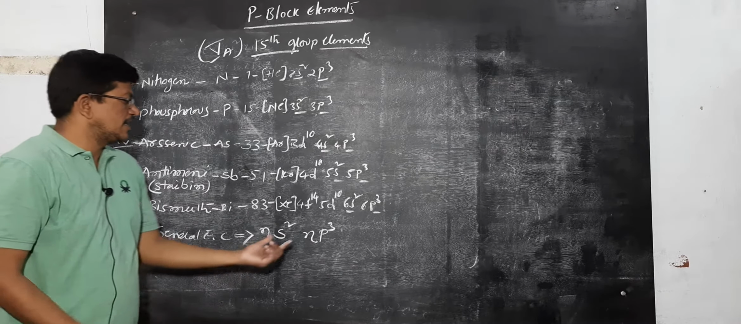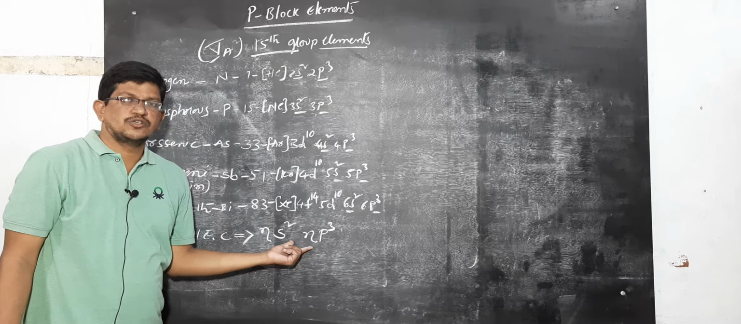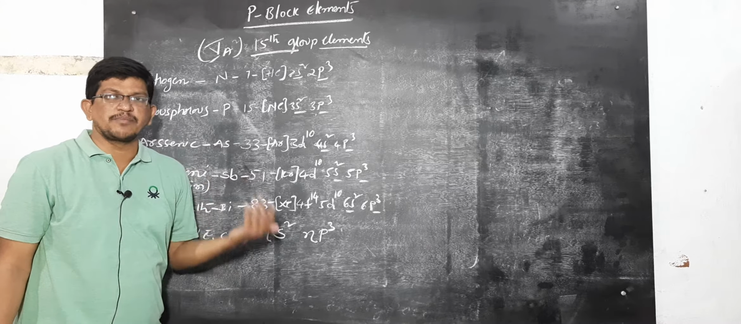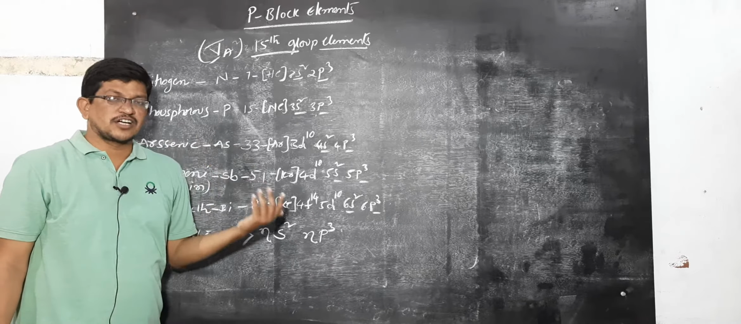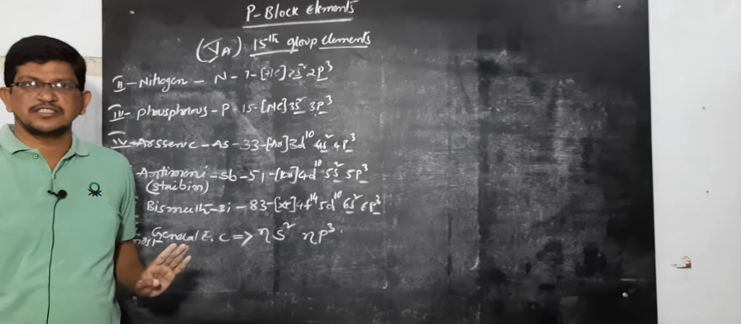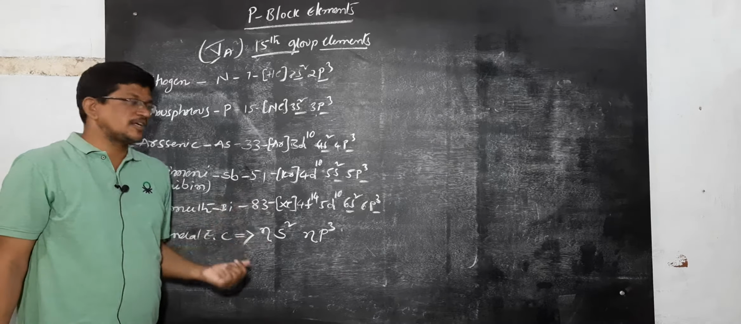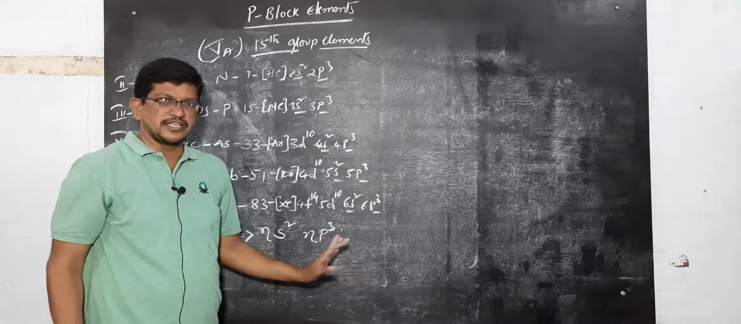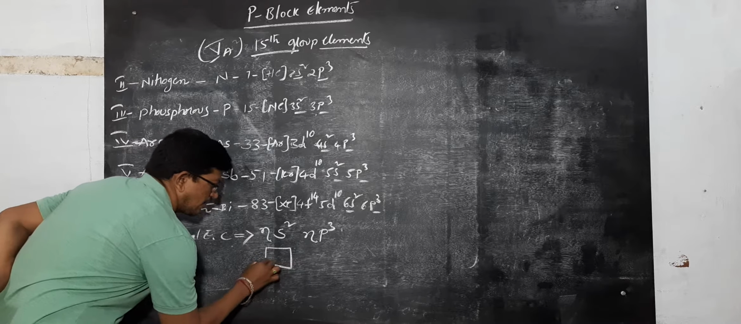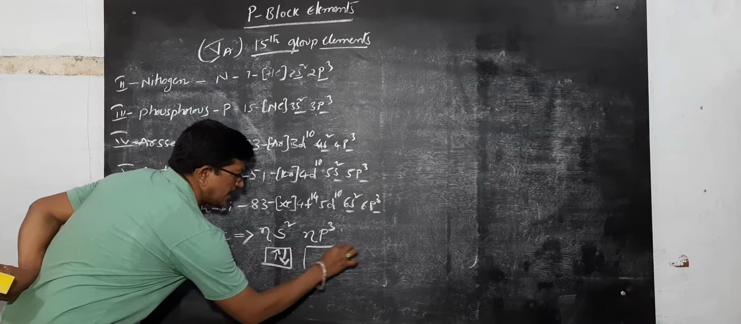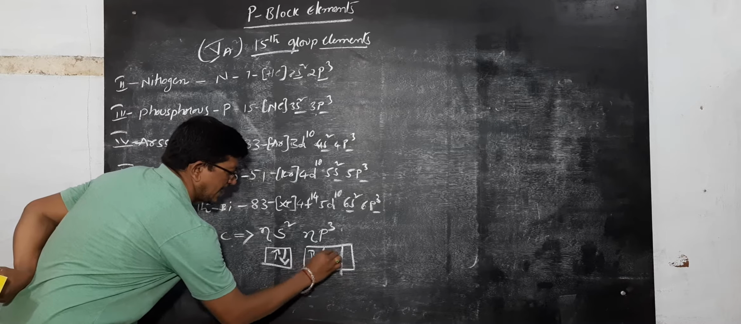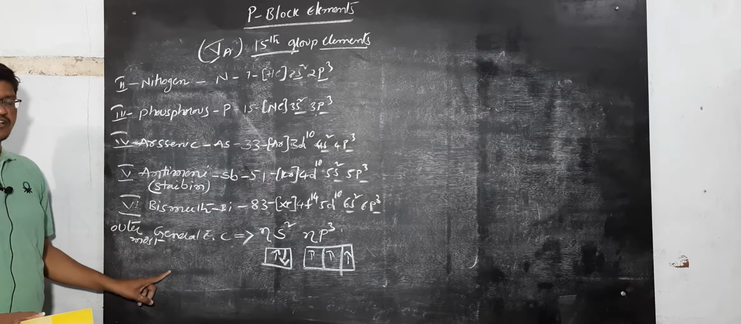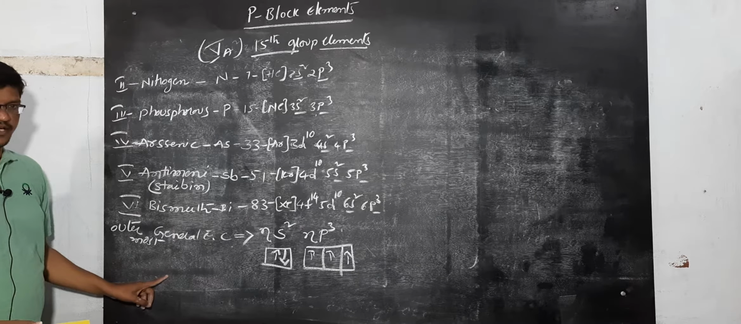Remember, this is very important. You have to remember it, because by this we will learn the oxidation numbers, the chemical properties, and the structures of the compounds formed by the 15th group elements. Everything we will learn is based on the outermost general electronic configuration ns2 np3. That means the s orbital contains 2 electrons and the p orbital contains 3 electrons. Okay, this is the general electronic configuration of the 15th group elements.